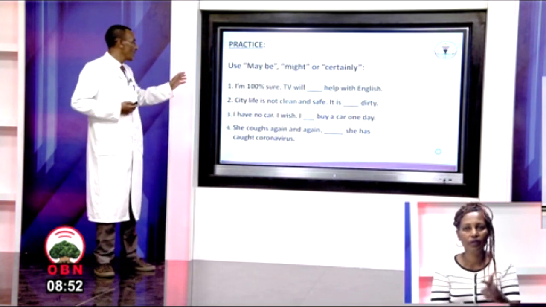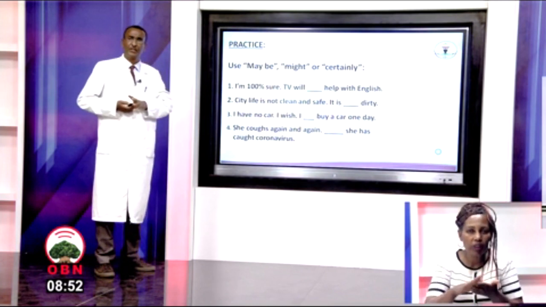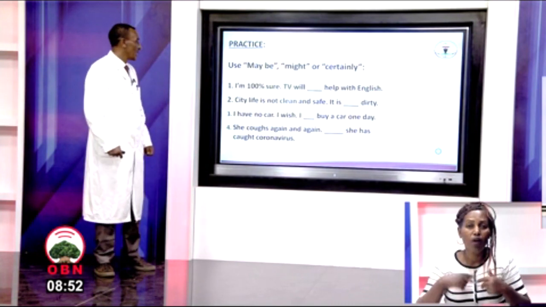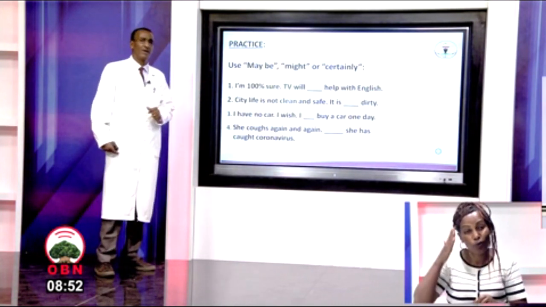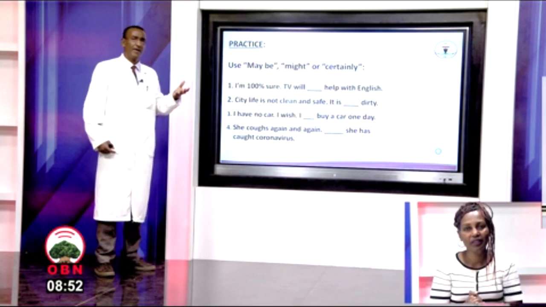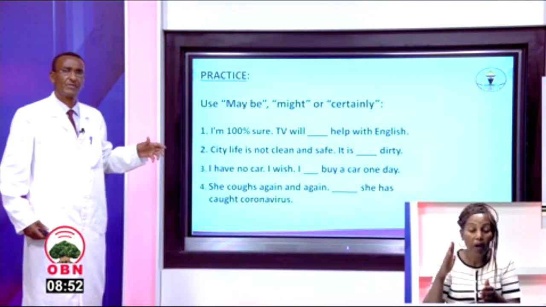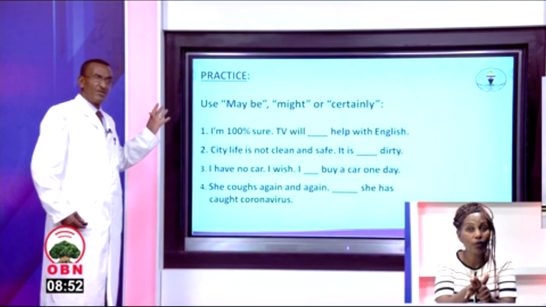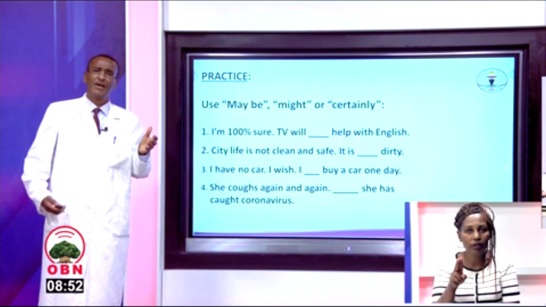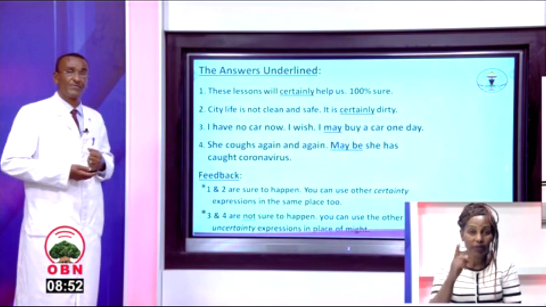Two, city life is not clean and safe. It is dash dirty. Three, I have no car. I wish I dash buy a car one day. Four, she coughs again and again. Dash, she has caught coronavirus. Did you use maybe or might or certainly correctly? Soon we will see the correct answers.